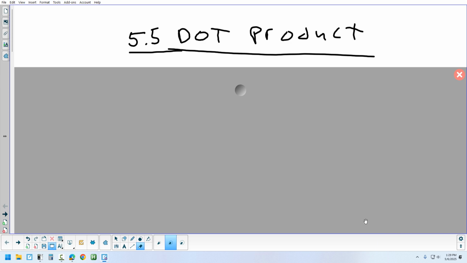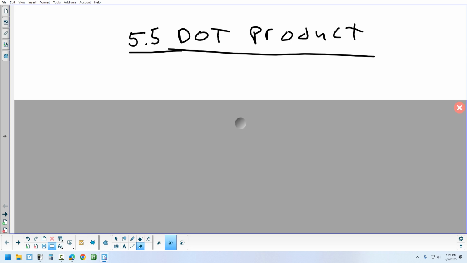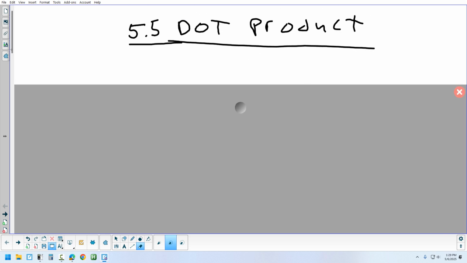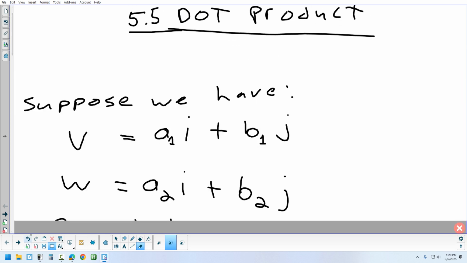Okay. The last thing we are going to look at, which is pretty straightforward, is called the dot product. So the dot product is a way that we can multiply 2 vectors together. We haven't done that yet. We've added 2 vectors together, we've subtracted 2 vectors, and we've scaled a vector. But we have not done a vector times a vector.